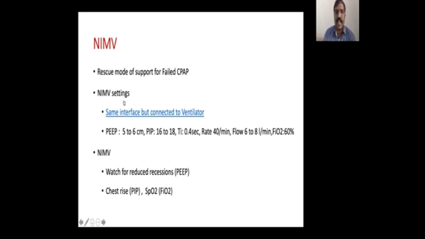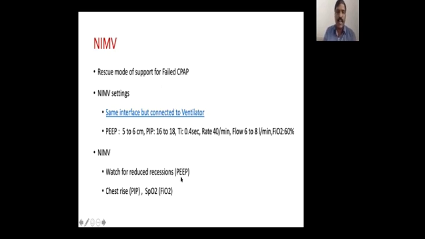The settings of nasal IMV are the same as what you do on the ventilator. The interface can be the same Hudson prongs. Instead of the bubble CPAP machine, you connect it to the ventilator. And you continue with the same CPAP pressure of 5 or 6 on the PEEP. PEEP pressure is what is added. TI is what is added. You add rate to the ventilator and you can add high flows on the ventilator, and you continue with the same FiO2 as when you start the baby on the ventilator.